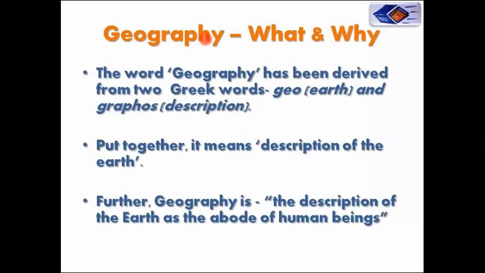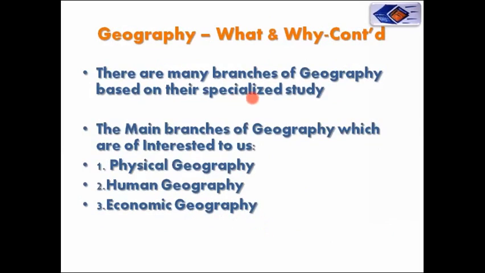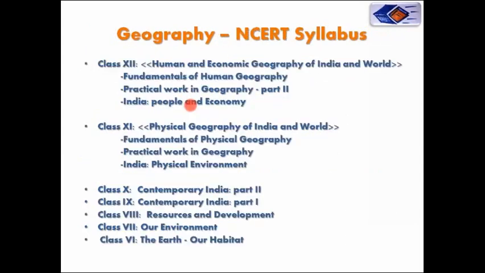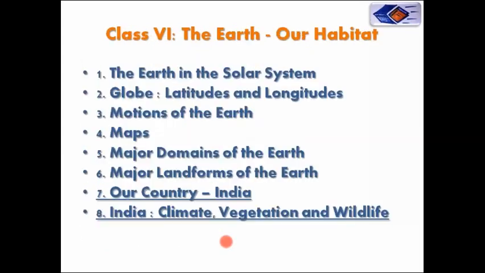So we started with geography, what and why. We studied the definition of geography, that is the description of the earth as an abode of human beings. Then we realized that there are many branches of geography, and important ones are physical geography, human geography, and economic geography. Then we looked at geography from the UPSC exam point of view, and we realized that geography is very important. Then we looked at the geography NCERT syllabus, and from class 6 to class 12, all the textbooks are important for geography. And we started with the 6th class textbook, that is Earth or Habitat.